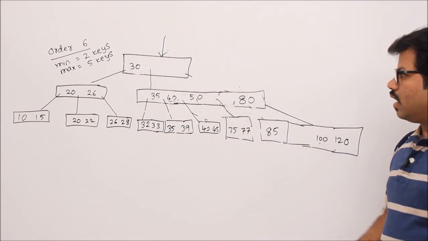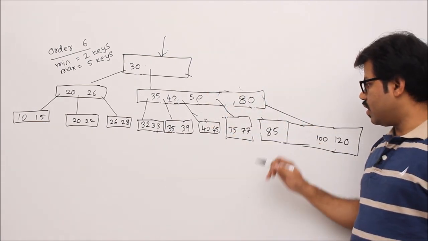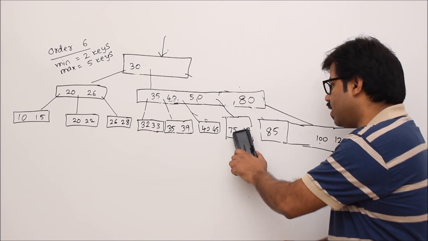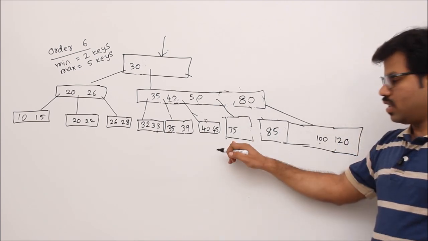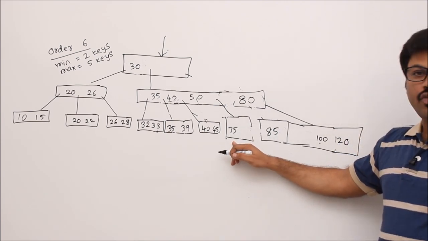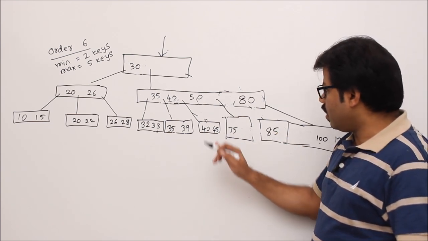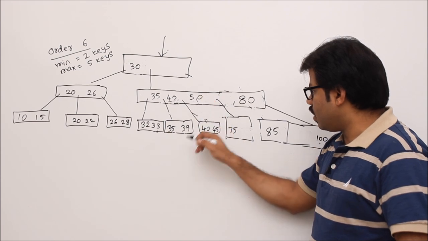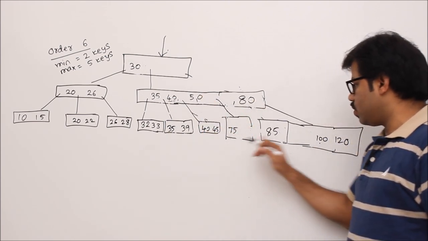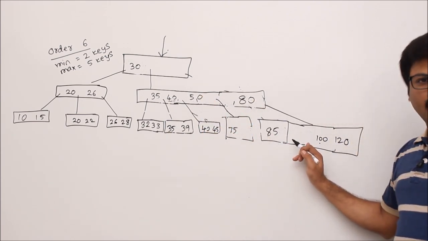Yes, we know that. Now we try to delete one more key, which is, let's say, 77. If I delete 77, is there any problem? Yes, the minimum condition got violated. Then we have to get the keys from siblings. We have two siblings, right? With respect to 50, these two are the siblings. With respect to 80, these two are the siblings. But this right sibling has enough keys.